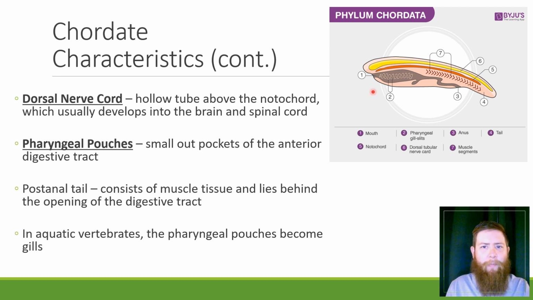You got these pharyngeal pouches here. These are out pockets on the anterior end, so the front end, remember that terminology, of the digestive tract. We have a postanal tail here, which consists of muscle tissue and lies behind the opening of the digestive tract here. And it's important to note that these pharyngeal pouches in aquatic vertebrates have kind of become gills. They use them to breathe through. So kind of cool.